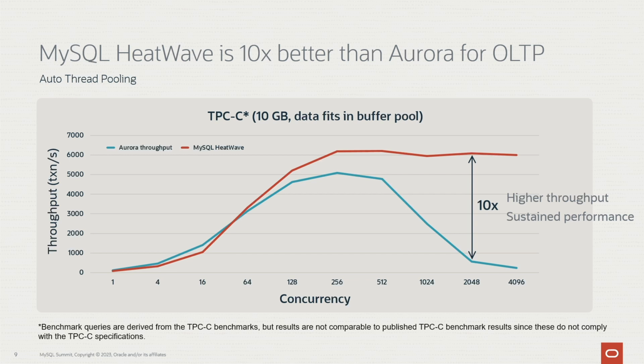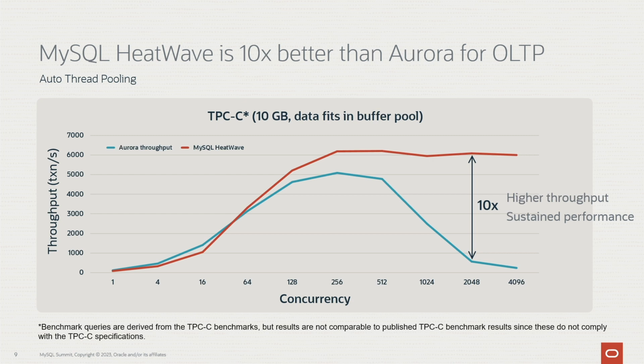And this is just to show you an example of the performance we achieved, right? This was a 10 gig TPCC data set that we ran. The data was in the buffer pool, and we did a performance comparison with Aurora and MySQL HeatWave with the auto-thread pooling feature in the picture.